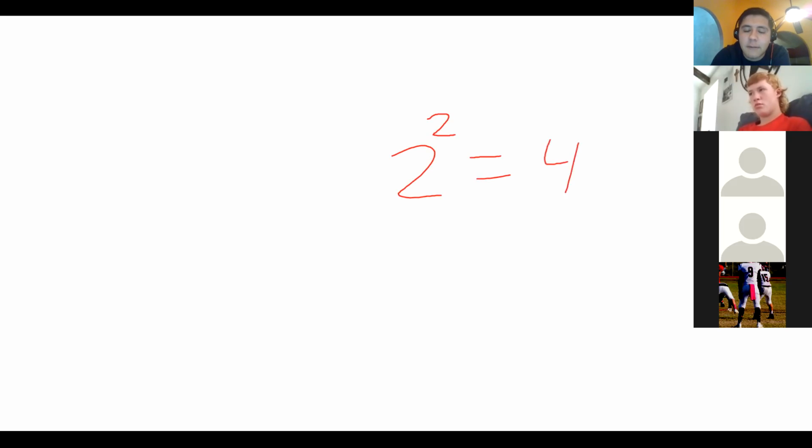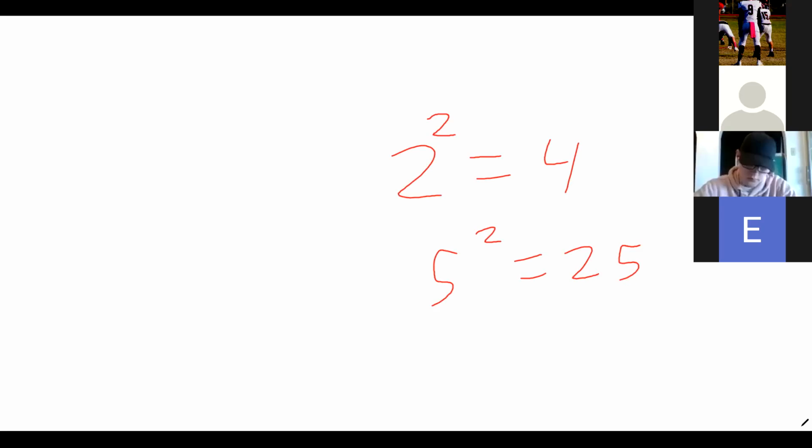be 4, right? If I say 5 squared, that's 5 to the power of 2, which is 25. You don't do 5 times 2. I know that can be a little bit confusing, but 2 squared is the same thing as saying 2 times 2, and 5 squared is the same thing as saying 5 times 5, not 5 times 2. Okay?